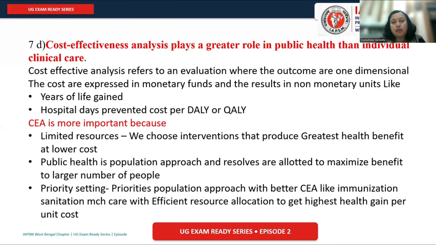Take, for example, immunization. Here, the input cost, the cost of the vaccines, will be much less when we consider the years the children are gaining, or the years they are spending without disability. So this will have a greater effect, and we will know that we have to run these programs with a greater cost-effective analysis.